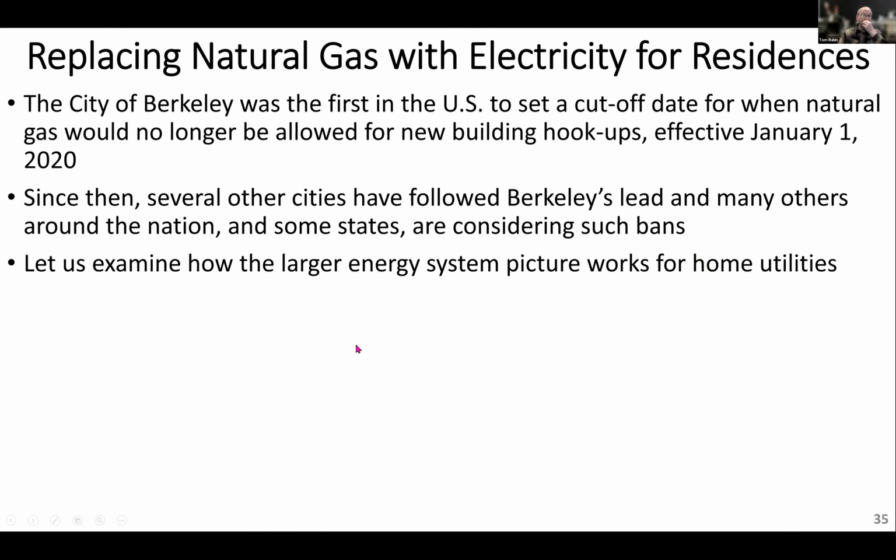Okay. Now, here's another one. I'm getting close to the end, but let's have some fun with this. We have many cities across the nation, starting with Berkeley and spreading fastest in California, but also others across the nation. Even the nation is looking at it. We're going to cut off natural gas and go to electricity for residences. Okay, and let's see how it works.